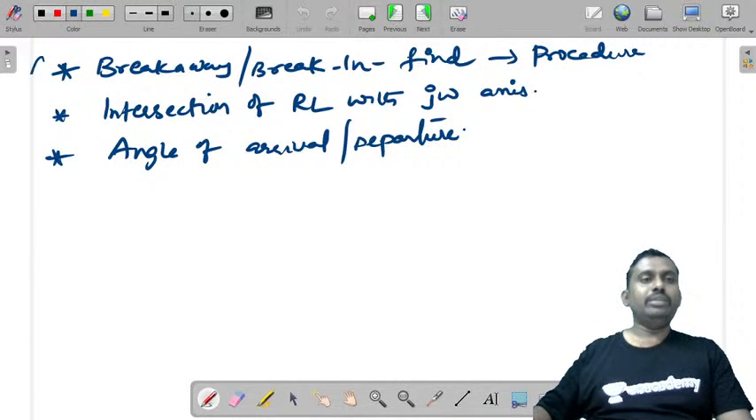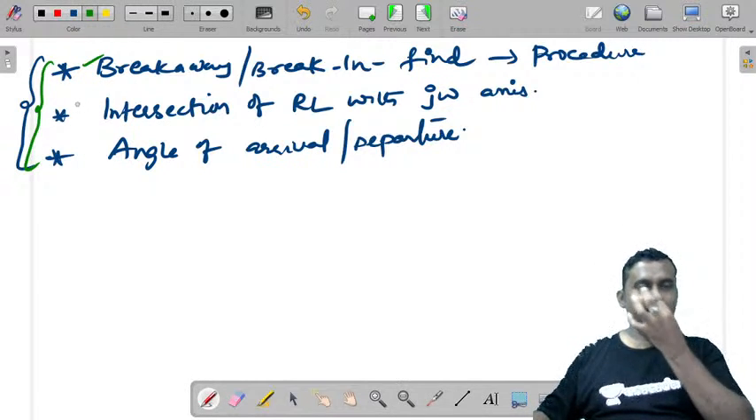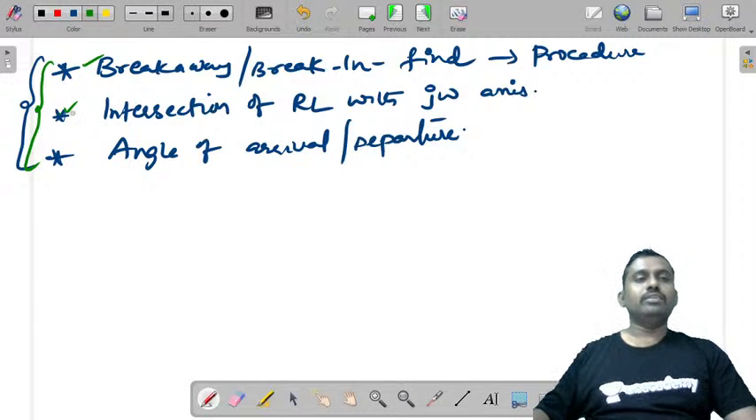These will be applicable only to some questions, in which we require breakaway and break-in points. If there are breakaway points, we'll try to find them. If we have some intersection of the root locus with j omega, we'll try to find that intersection. And if there are complex conjugate poles and zeros, we'll try to find the angle of arrival and angle of departure.